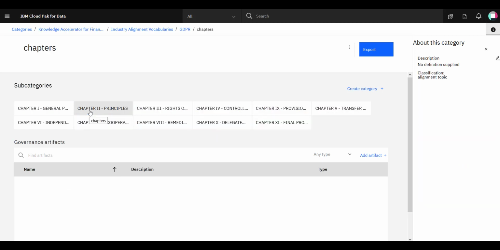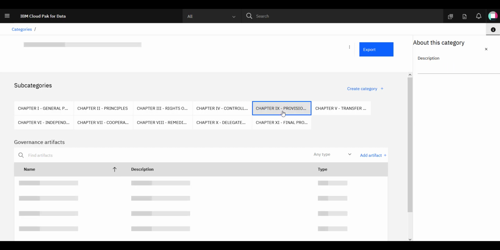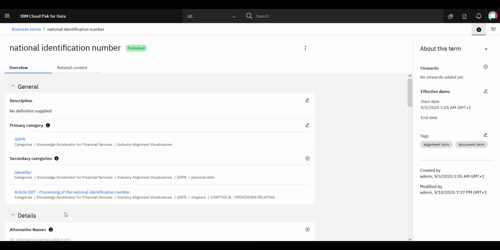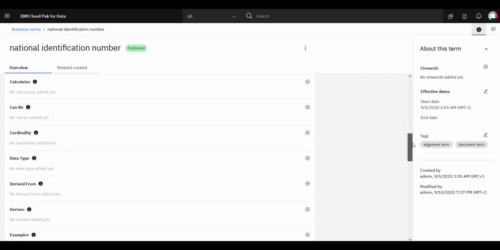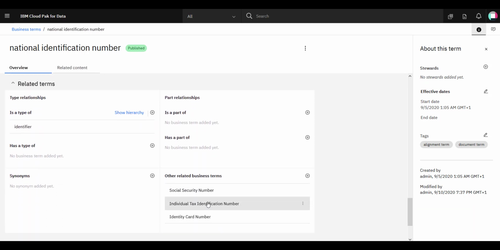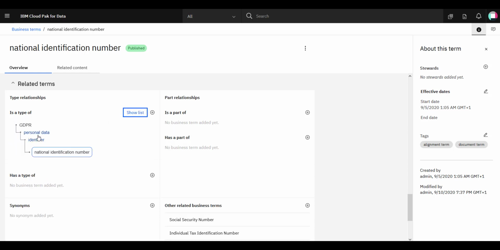Following the structure of the regulatory document, let's look at an example of a document term, National Identification Number, within the Article 087 subcategory. This document term is assigned to 3 business terms in the business core vocabulary: identity card number, individual tax identification number, and social security number. It is in a type hierarchy, which we can expand to show that it is a type of personal data.